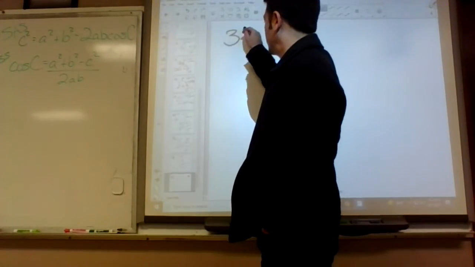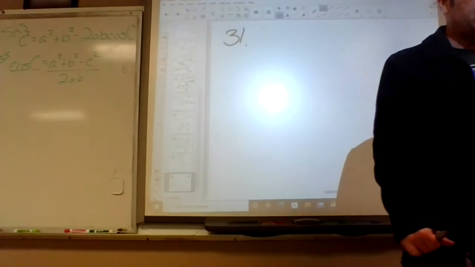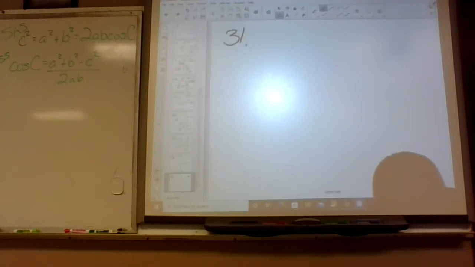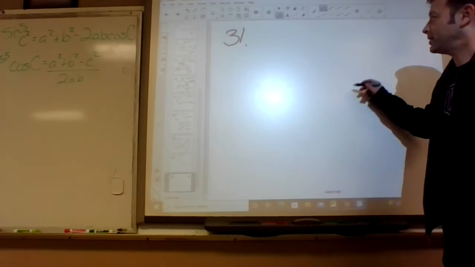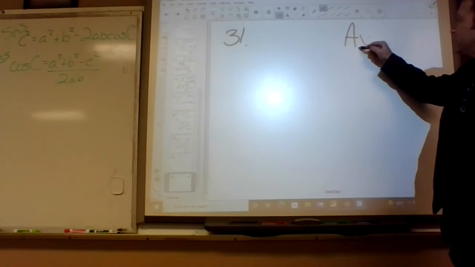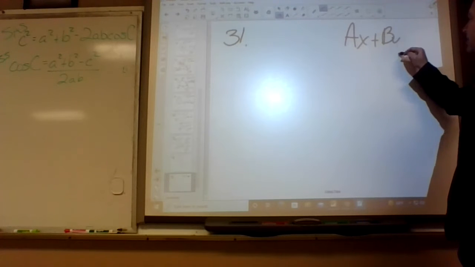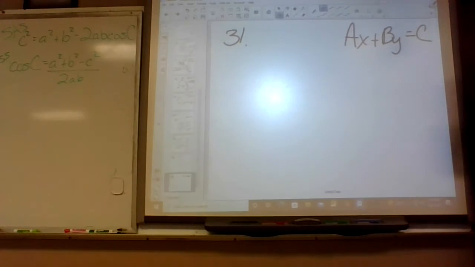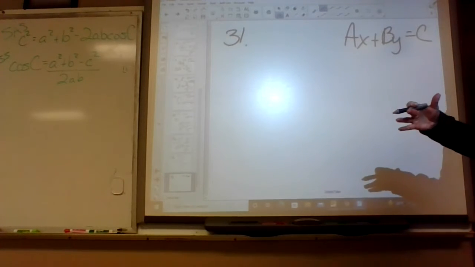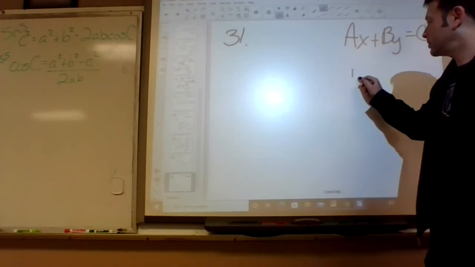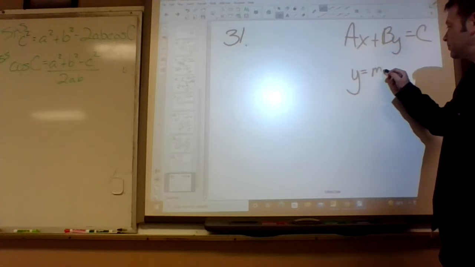Okay, 31. Back to the odds again. Write the standard form equation of the graph line. You guys remember what standard form looked like? It's like the x's plus the y's equals the number. So we're going to start by writing it in slope-intercept form, and then we'll change it to standard form.